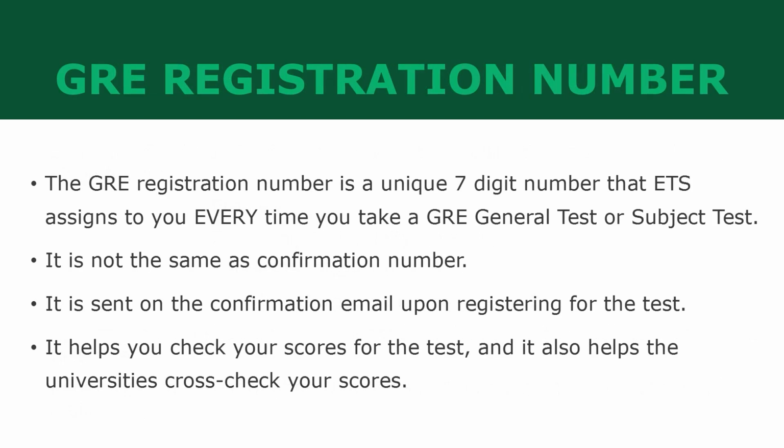Once you have completed the GRE registration on ETS, you will be provided with a GRE registration number. Now let me share with you some key facts about this number. It is a unique 7-digit number that ETS assigns to you every time you take a GRE General Test or Subject Test. It is not the same as confirmation number. It is sent on the confirmation email upon registering for the test. It helps you check your scores for the test, and it also helps the universities cross-check your scores.